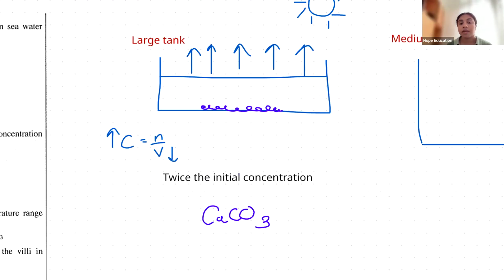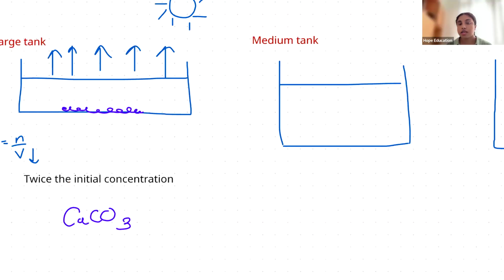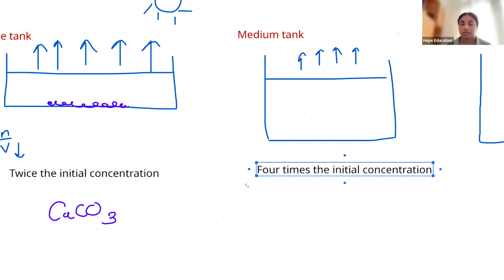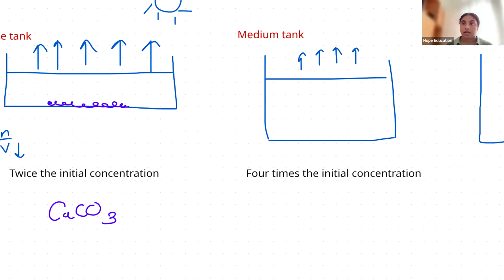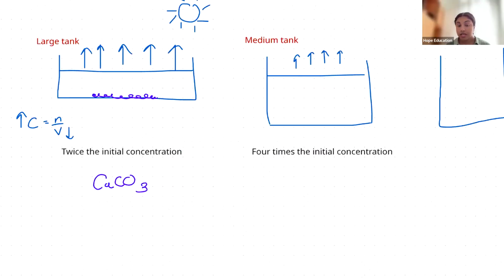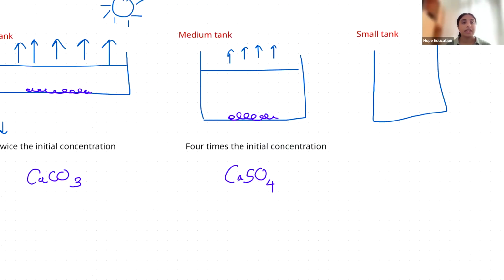Then the remaining water will be sent to the medium tank. Again, the evaporation will continuously happen, which means the concentration increases. When the concentration is 4 times the initial concentration, what gets precipitated? What gets crystallized? Others? What is precipitated? You all said it's calcium sulfate. Yes, it is calcium sulfate. Then the remaining water we send to the next tank, which is the small tank.